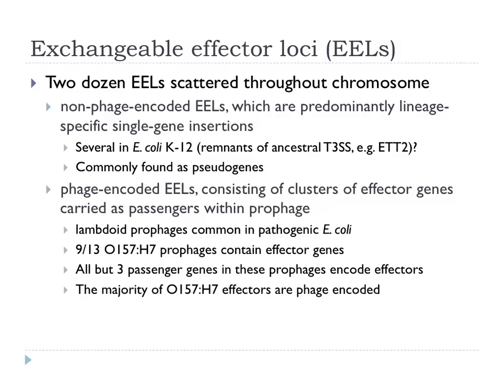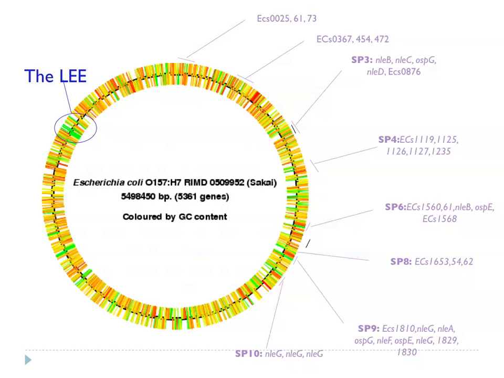But more interestingly, we found these phage-encoded EELs. So these are clustered effector genes carried as passengers within prophage. We know that lambdoid prophages are very common in E. coli generally, and in pathogenic E. coli. There are 13 of them in E. coli O157, and 9 of the 13 were found, when we look carefully, to encode type 3 secretion effectors. In those prophages, all but 3 of what we call passenger genes were actually effectors. Put it another way, when we look at all these effectors, the majority of them are phage encoded.